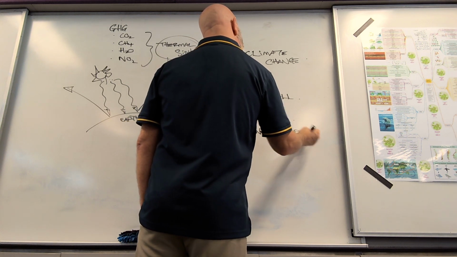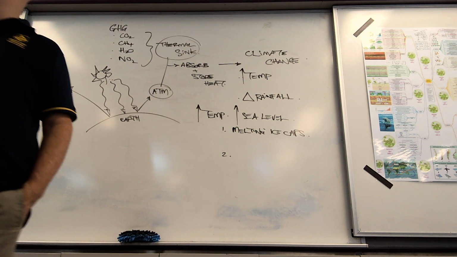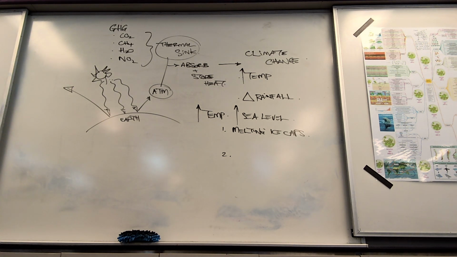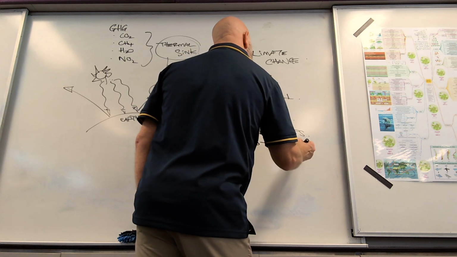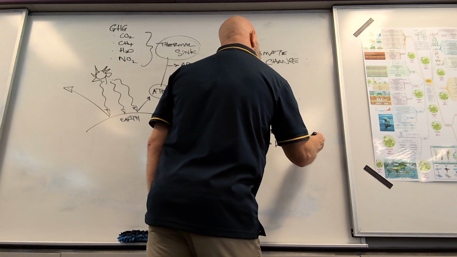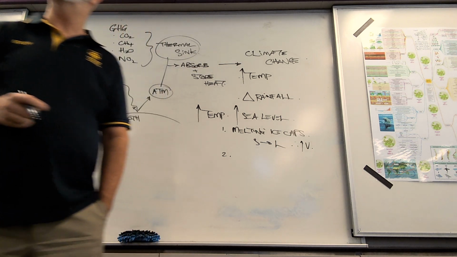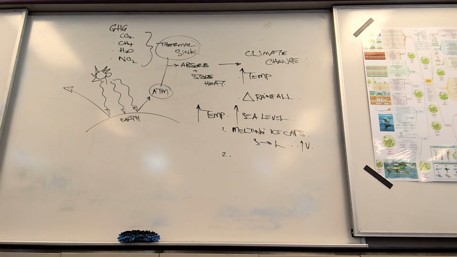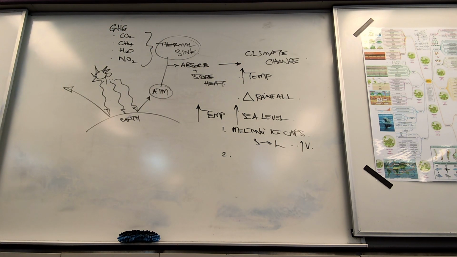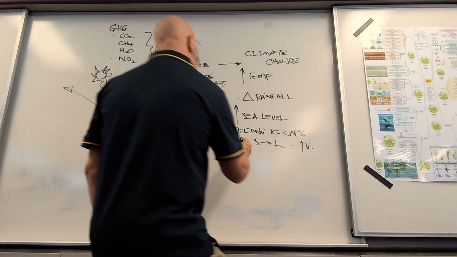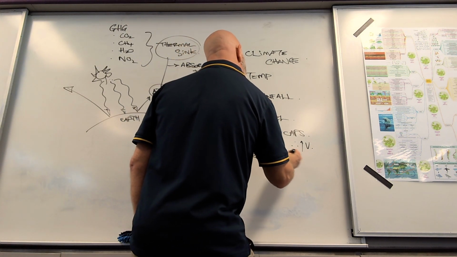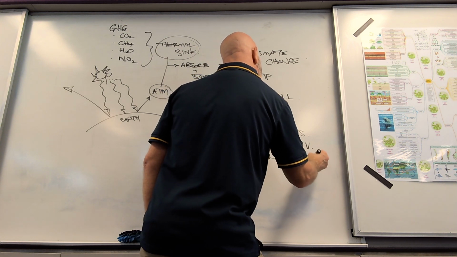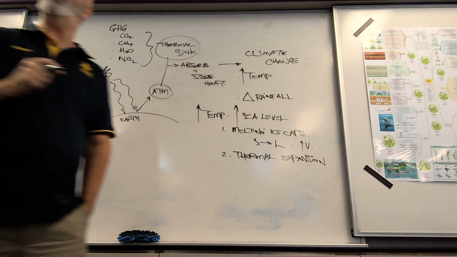Melting ice caps means it's going from solid into liquid. You're increasing the volume because the amount of atoms is increasing. Right? You're going from a solid into a liquid, and therefore it's increasing volume. So more liquid water is in the oceans. Number 2 is thermal expansion.